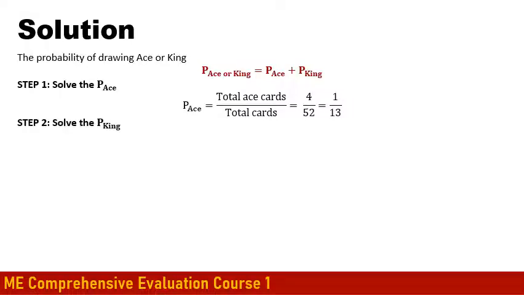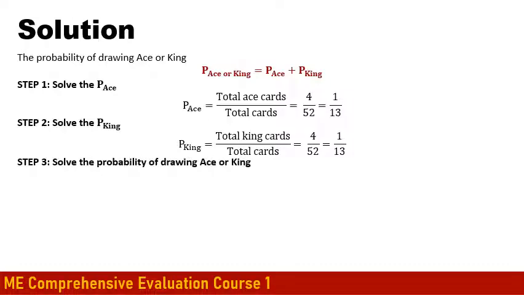On the other hand, the probability of drawing a king is the total king cards divided by the total cards, and that is 1 over 13. Therefore, the probability of drawing an ace or a king is equal to the sum of their individual probabilities. Thus, we have the probability of ace or king is equal to 2 over 13. So, this is the chance that you can get either an ace or a king when drawing a card from the deck of cards.